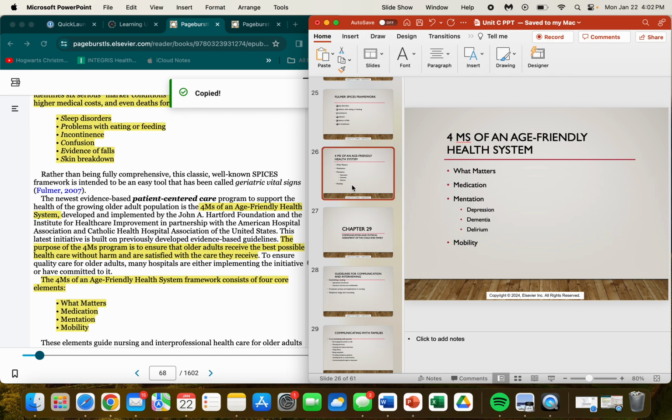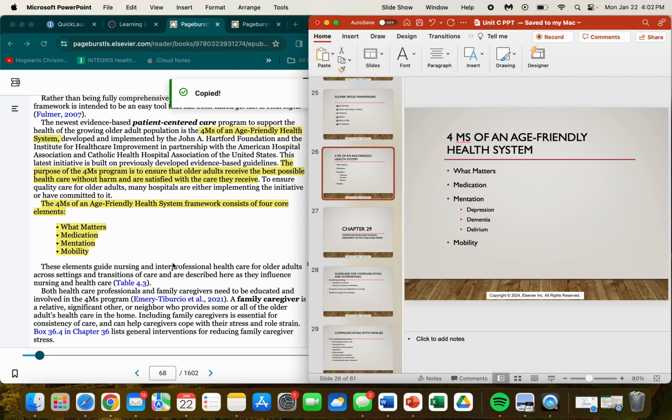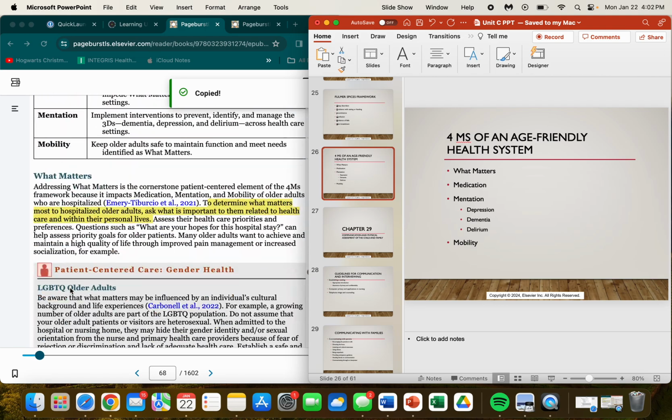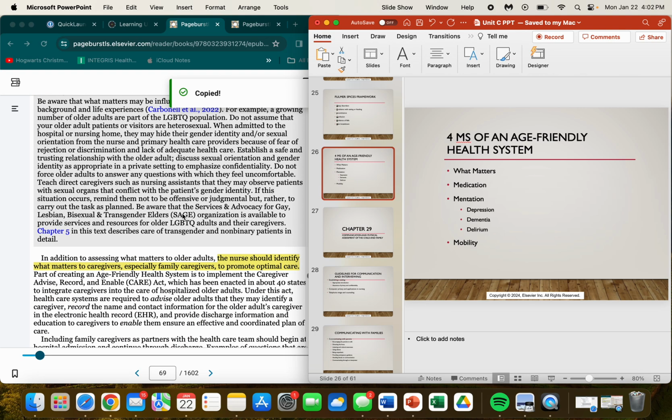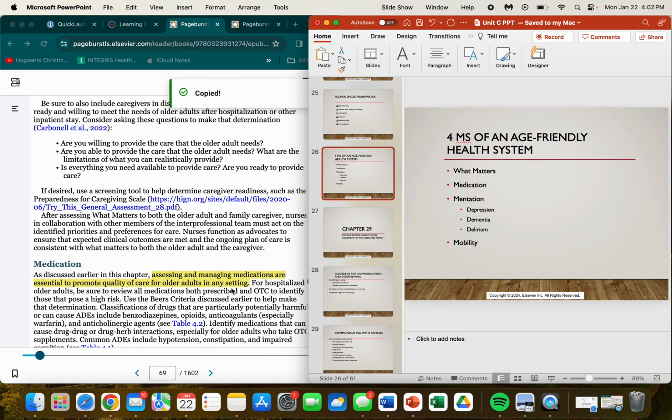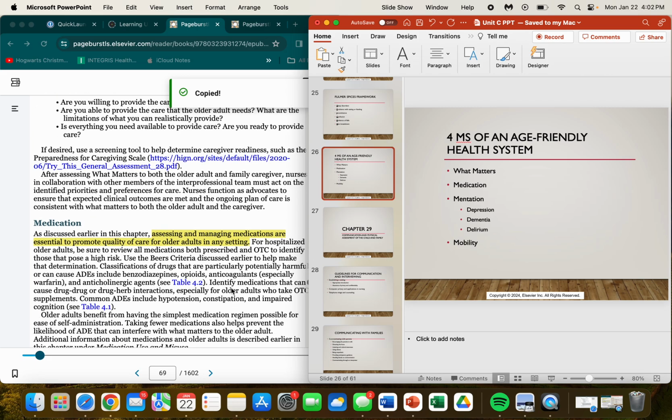And then the 4 M's is another screening tool we can use, including these 4 categories. Your book details what each of those means. When we talk about the what matters portion, your book goes into determining what matters to the adult, what's important to them, what's related to them in their personal life. The nurse should identify what matters to the caregiver to promote optimal care. When we talk about medication, we need to assess and manage the medications in order to promote quality care.